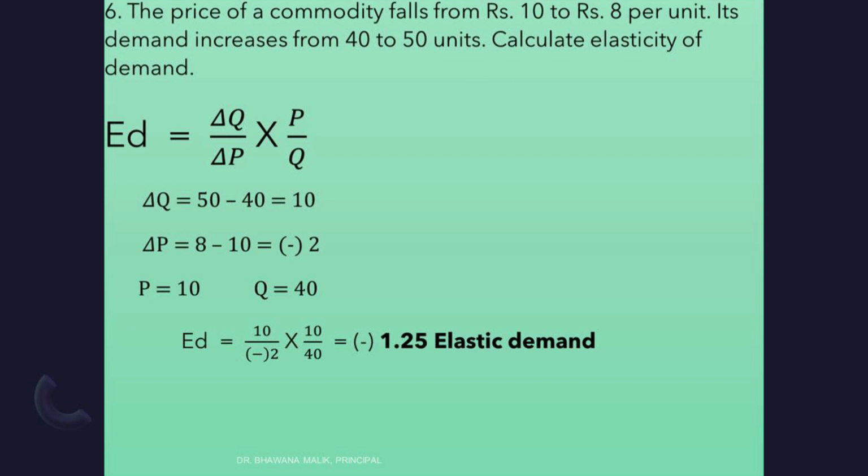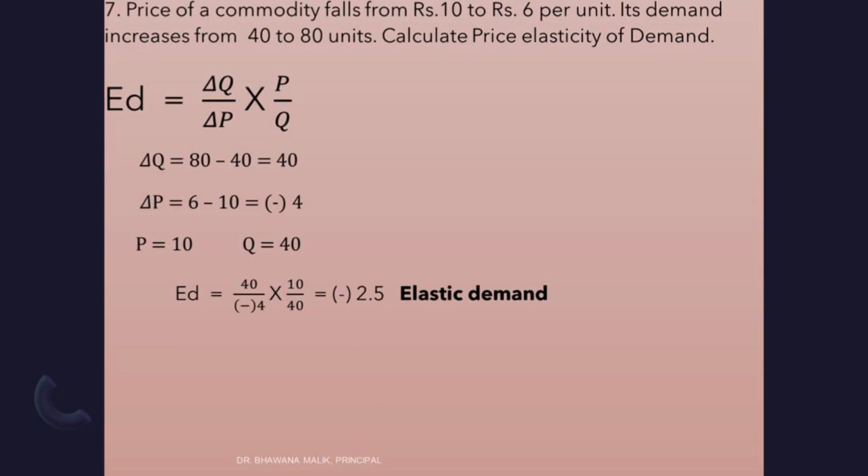So delta P will be calculated as P2 minus P1, that is 8 minus 10 gives you minus 2. P is 10, that is the original price. Q is 40, that is the original quantity. ED will be calculated as 10 divided by minus 2 into 10 by 40. That is delta Q 10, delta P minus 2, P 10, Q 40. And by solving this question, we get minus 1.25, which is again greater than 1, having elastic demand.